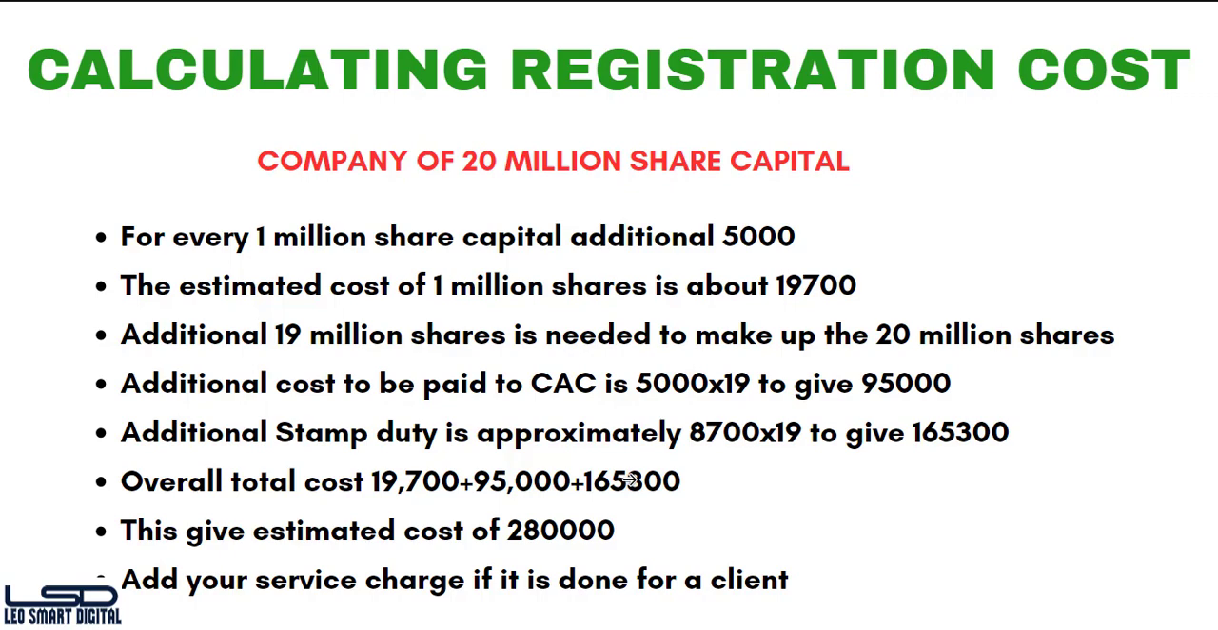So look at 20 million share capital. It still follows the same way. Additional 1 million share, 55,000. For 1 million shares, 19,700. Additional 19 million shares is needed to make up the 20 million shares. Additional cost to be paid to CAC is 5,000 times 19, which will give 95,000.